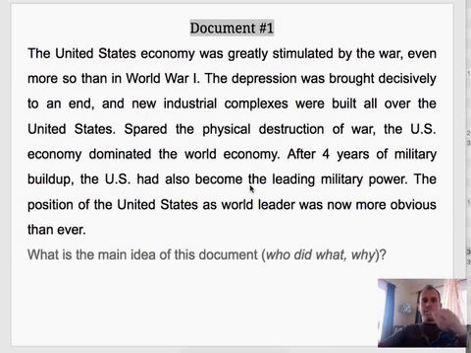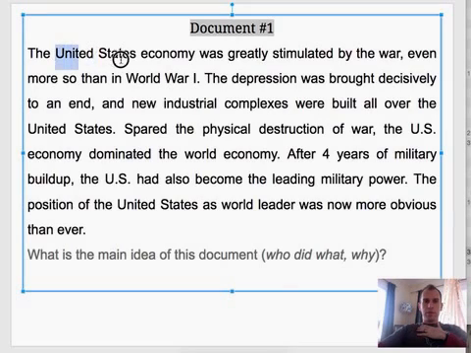Okay, this one we're going to do together. Document 1. First, let's break down the who's. You got the U.S., greatly stimulated by war, even more so than World War I. The Depression was brought decisively to an end. New industrial complexes were built all over the United States, spared the physical destruction of the war. The U.S. economy dominated the world economy.